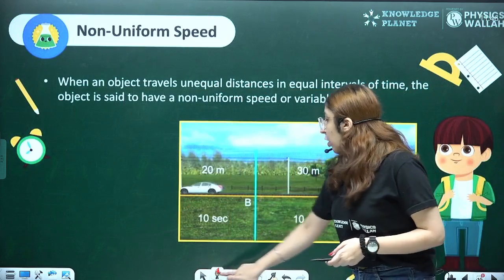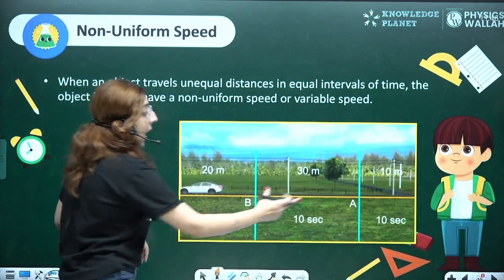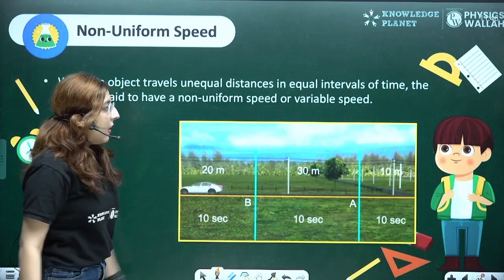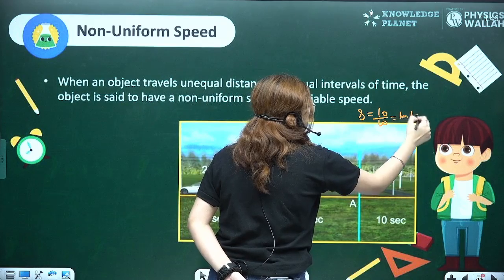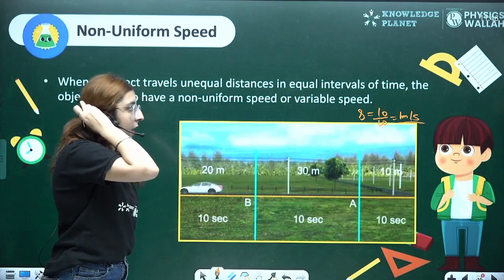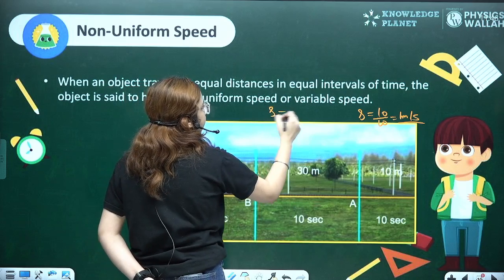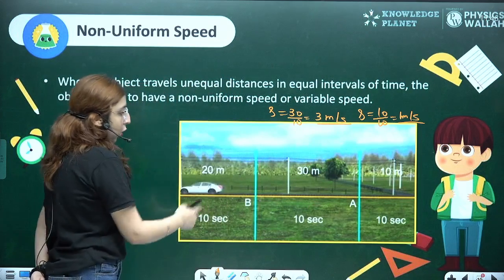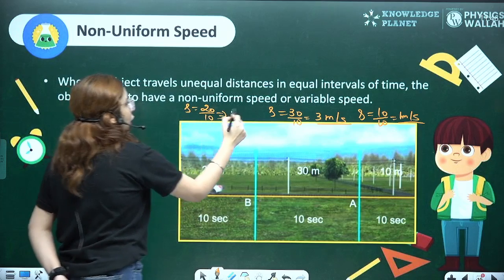Non-uniform, everyone, have a look at the example. Now there is a change. My car is moving unequal distance in equal interval of time. If I find out the speed in the first case, it will come out to be 10 by 10, that is 1 meter per second. Speed is nothing but distance by time. That is what I am doing over here. Similar way in the next one, have a look. Distance is 30 and time is 10. So speed will be distance by time, 3 meter per second. Have a look. Distance again 20. So, speed is equal to distance upon time, 2 meter per second.